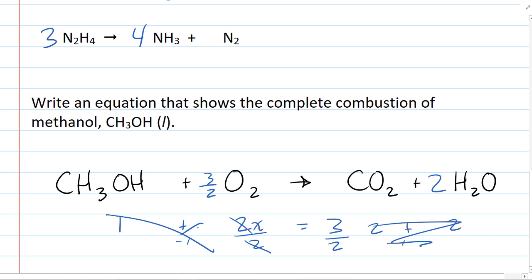We put in the 3/2 right here. Of course, we can't leave it with a fraction, so we have to take this entire equation and multiply it by a factor of 2. We distribute the 2 across parentheses. We get a 2 here. 2 times 3/2 is going to equal 3. 2 times 1 will equal 2. And 2 times 2 will equal 4. And this then would be the balanced chemical equation.